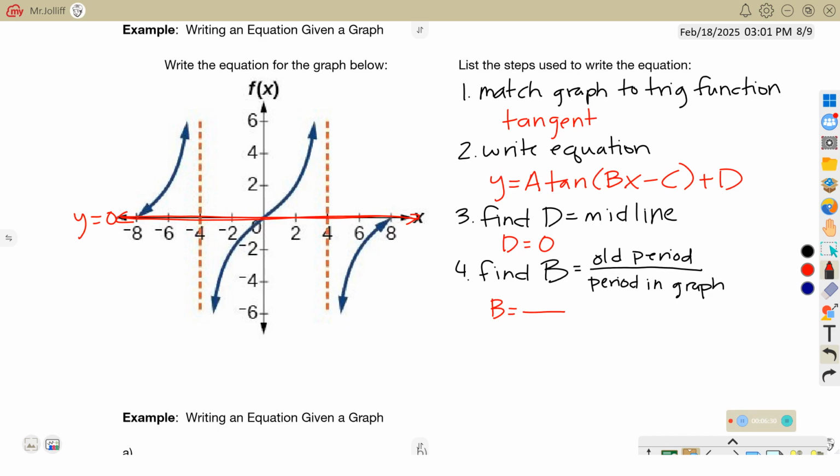For the top, I need the period of the parent function for tangent. So what is tangent's original period? Pi. Tan and cotan are pi. Good. So top is pi. And then I'm going to go to the graph and figure out what the width for one full cycle is. For tangent, that's from asymptote to asymptote, because one single S is a complete cycle of the tangent. So this right here is the period in the graph. And how far apart are those asymptotes?